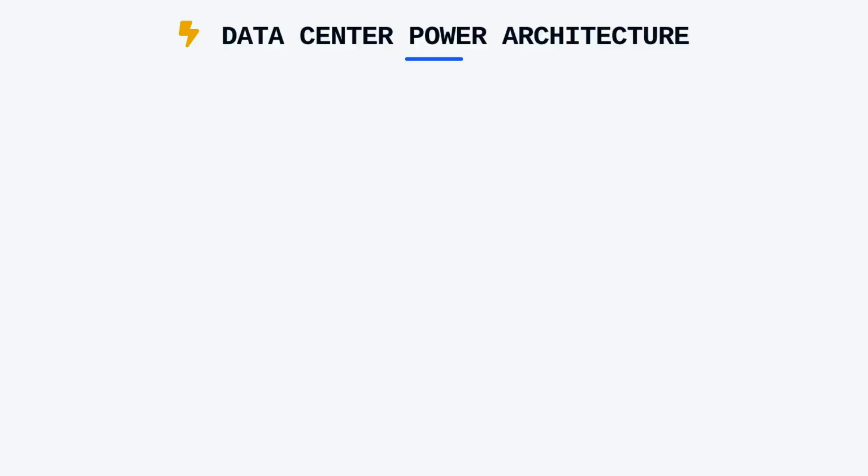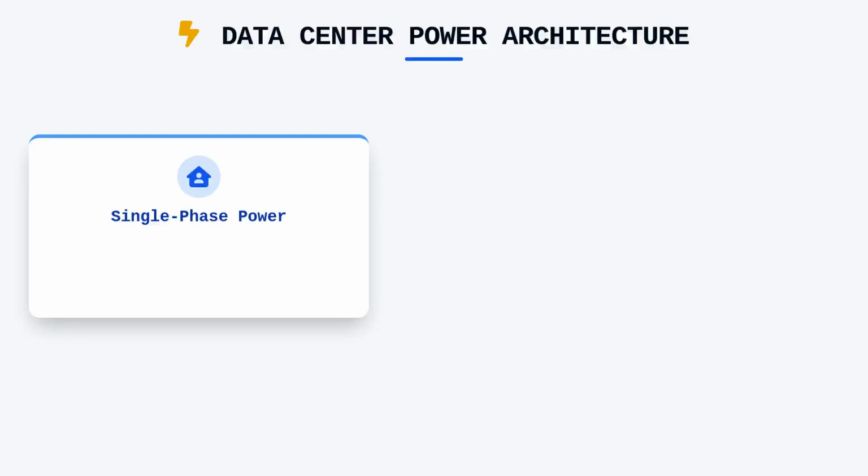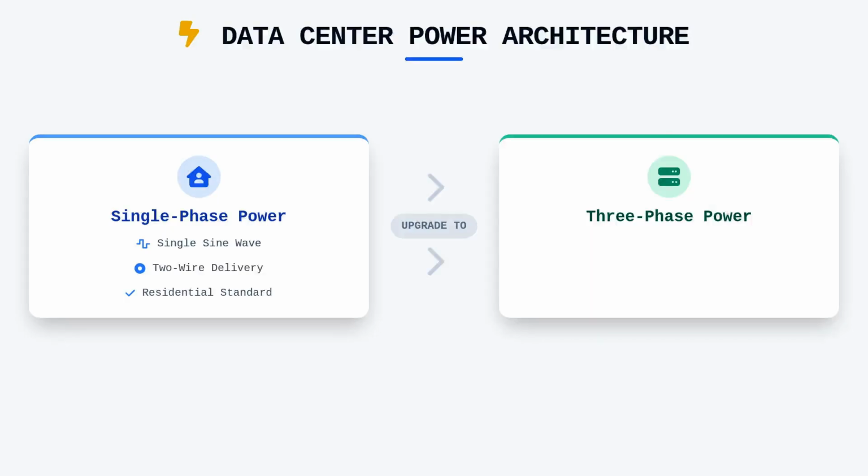To understand data center power, we must distinguish between single-phase and three-phase power. Single-phase power is ubiquitous in residential environments, utilizing two wires to deliver a voltage that oscillates in a single sine wave. In contrast, three-phase power delivers three overlapping alternating currents, which provides a more consistent flow of electricity that is significantly more efficient for high-density server racks.